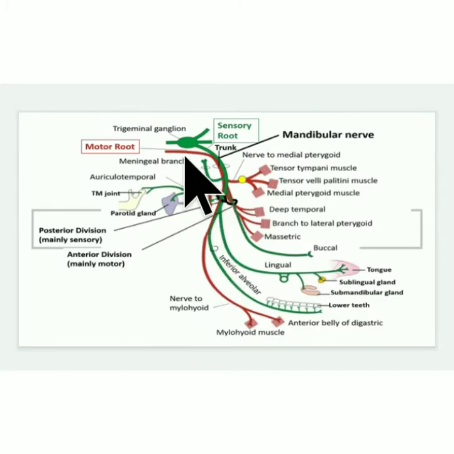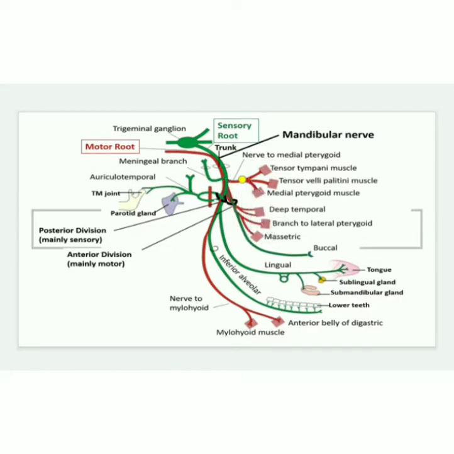Here is the division and branches of the mandibular nerve. Here is the motor root and here comes the sensory root. As we said, it has a main trunk, formed after they come out through the foramen ovale. After that, it divides into an anterior division and a posterior division. From the main trunk, it gives off two branches, the meningeal branch or nervus spinosus, and the nerve to medial pterygoid.